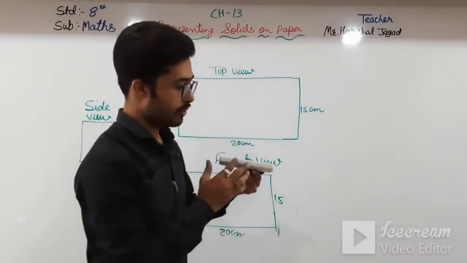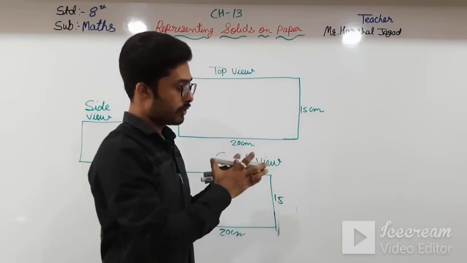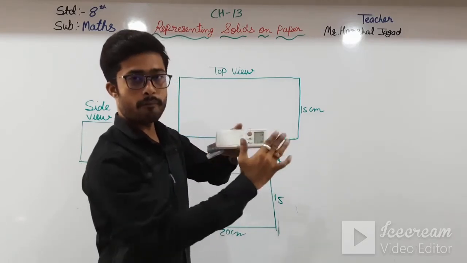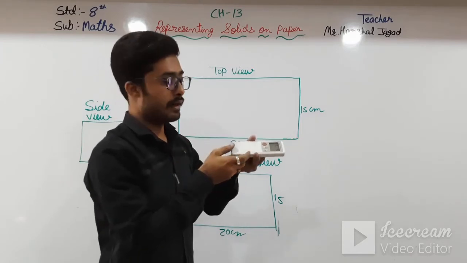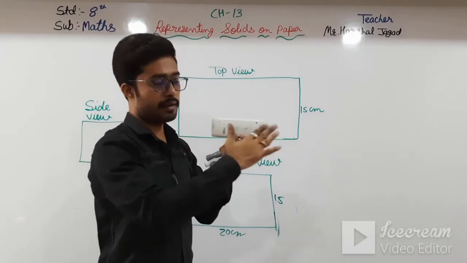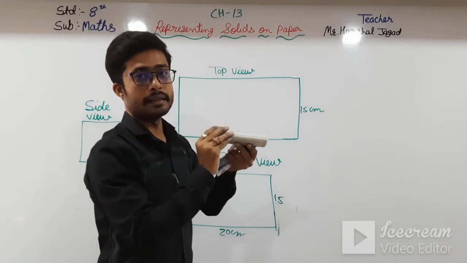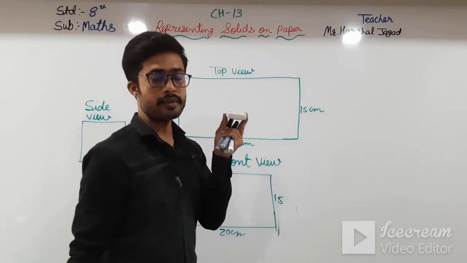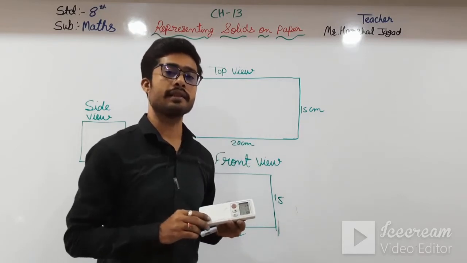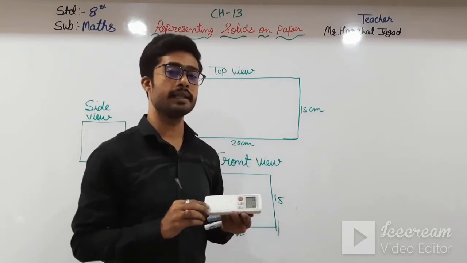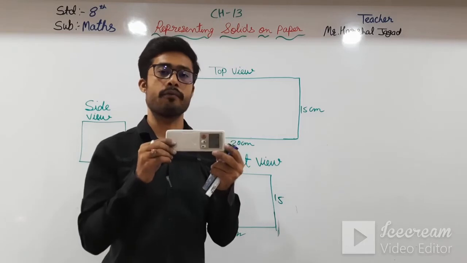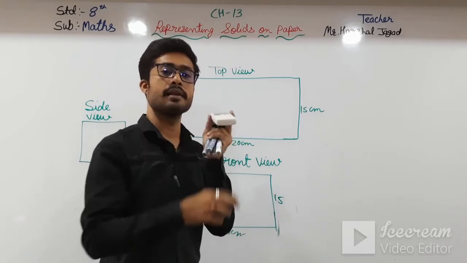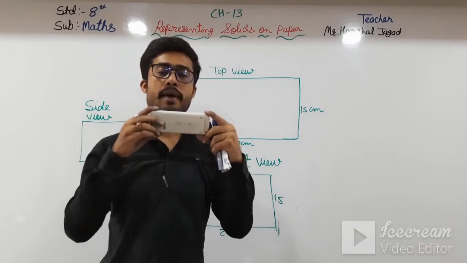Okay students, so what is the top view? You can see the top view is like this. This is called the top view. Okay, and what is the back view? This is the back view. And the side view, see here, the side view is like this. And if I say you have to see the top view of the remote, then this is top view. Side view or front view, this is front view, this is side view, and this is back view.